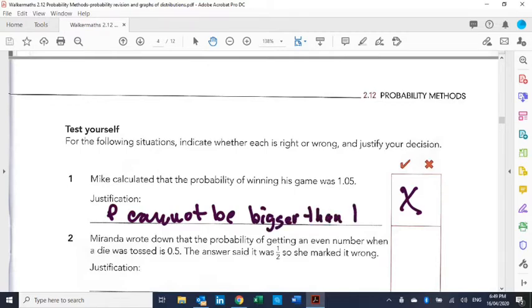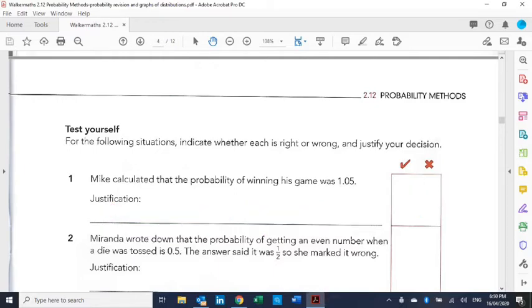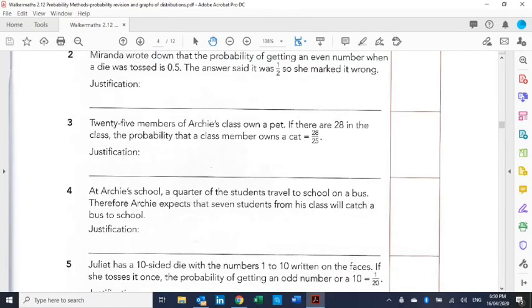So all of these are going to have some kind of little word play or some kind of words that tell you that it's not correct or that it is correct. So you'll put a plus or minus, a check or a cross in the box, and then give me a reason why.